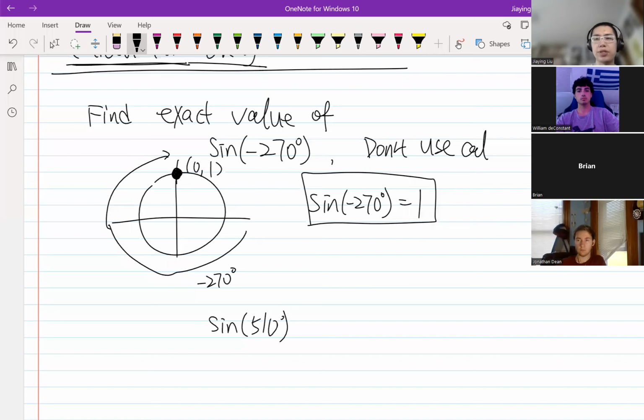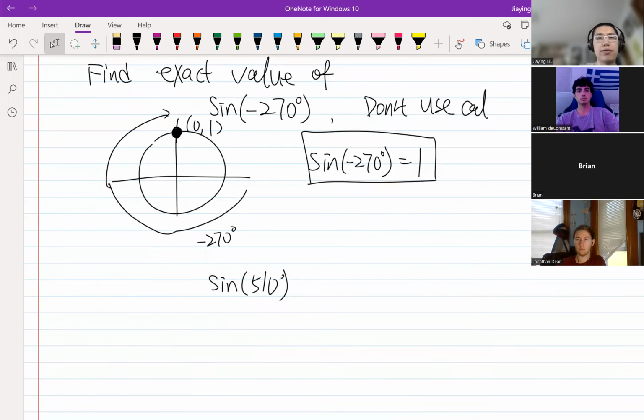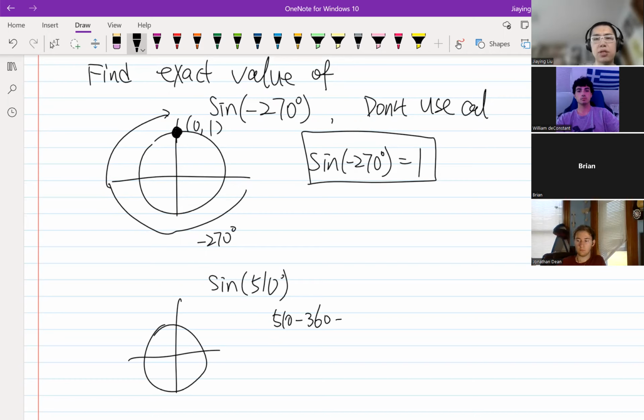510. I hope it works. Suppose this is the angle we want to find the exact value for. So we have to graph it first. That's going to be 510 minus 360 degrees, so that's going to be 150 degrees. If I were to graph the angle, I'm going to go from the positive x-axis a full circle, but then keep going until we reach 150. So it's going to be here. So the angle here is 510 degrees.